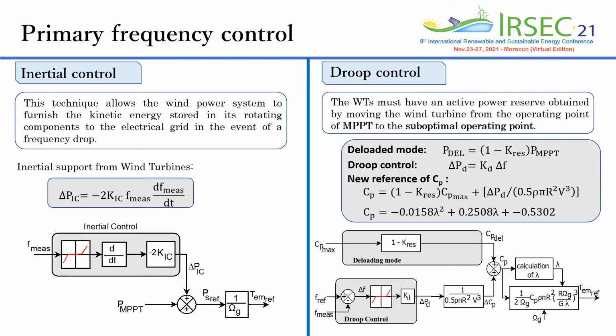Two techniques of the primary frequency control are adopted: the inertial control, which uses the kinetic energy stored in the rotating components of the electrical grid, and the droop control, which uses the reserve power obtained by moving the wind turbine from the optimal operating point to the suboptimal operating point.